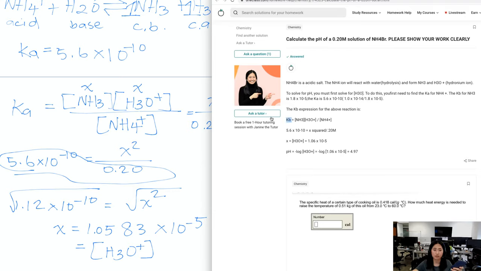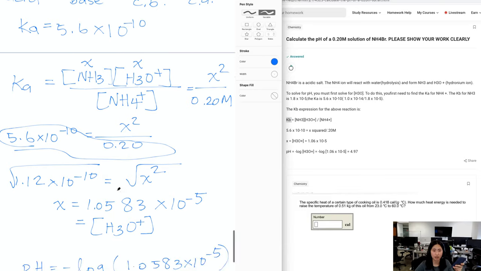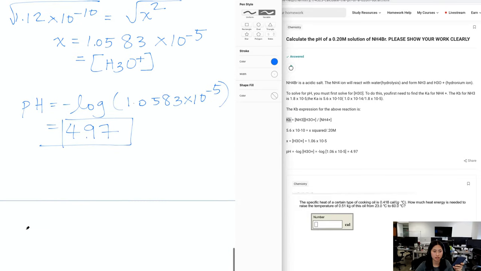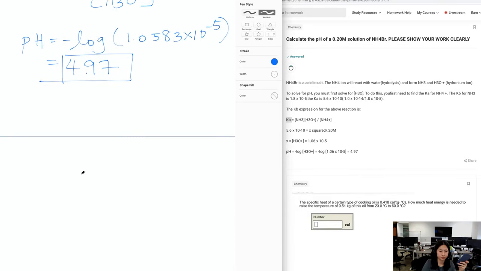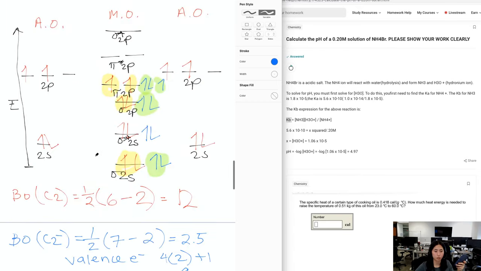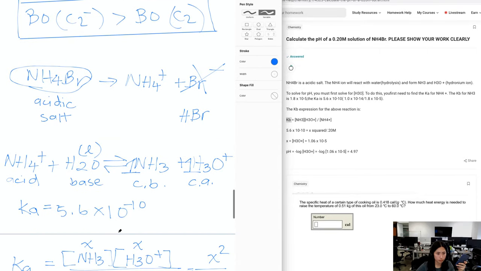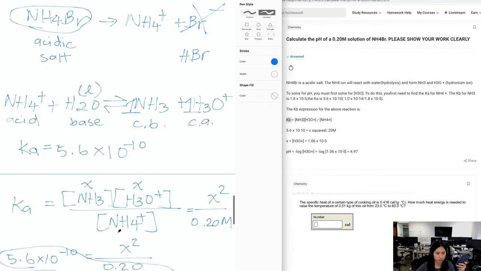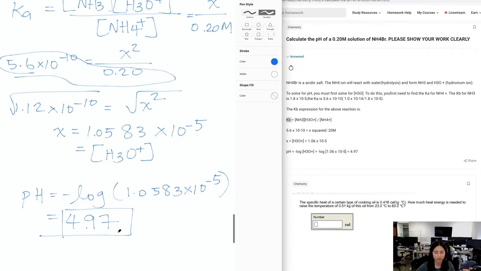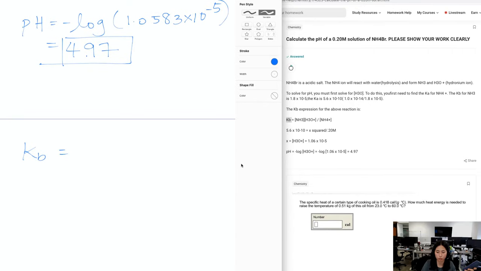But if you're given Kb, for instance the Kb of ammonia, let's scroll down. Because it's a weak base, if you have this information, which is 1.8 times 10 to the negative 5, you still have to use your Ka. You can't use this and say, okay, this is my Ka. No, this is Kb.